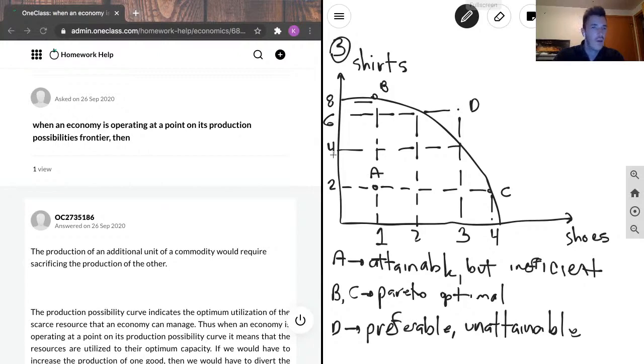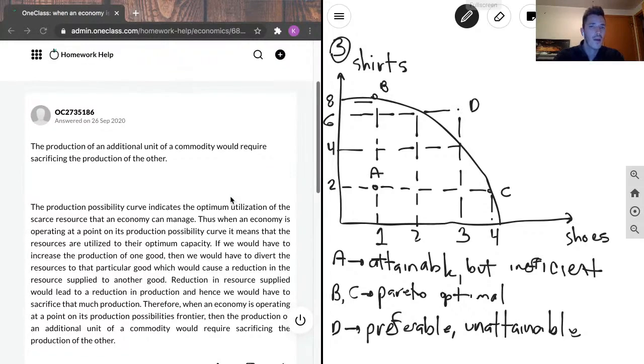Yeah, so what this question is alluding to is points B and C here, that you cannot produce an additional unit of a commodity without, if to do so, you must sacrifice the production of another. I don't think there's anything else I'd like to add to that.